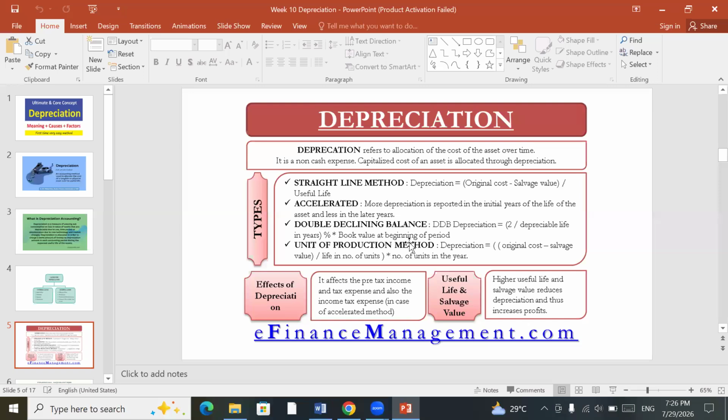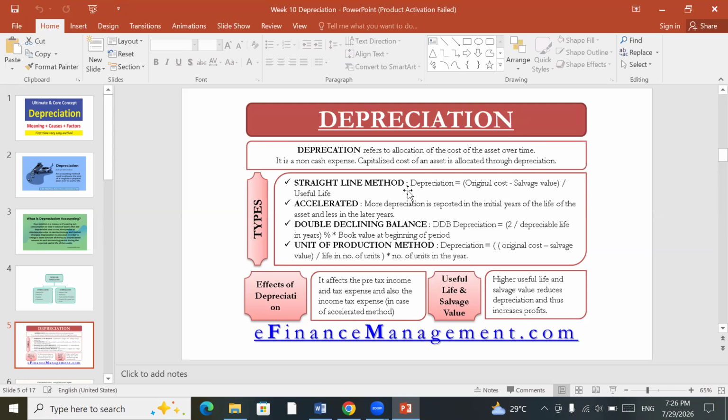There are four types of depreciation mentioned. A lot of types of depreciation there are, but some basic types I try to discuss here. Number one, straight line method. Straight line method depreciation is a simple formula: original cost minus salvage value divided by useful life.